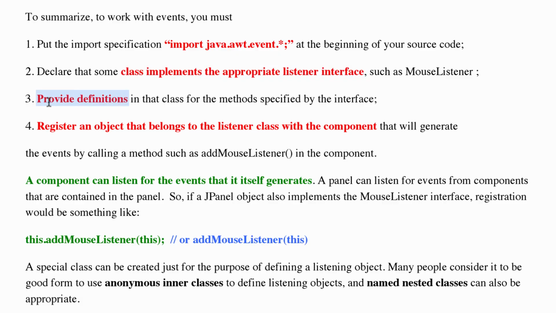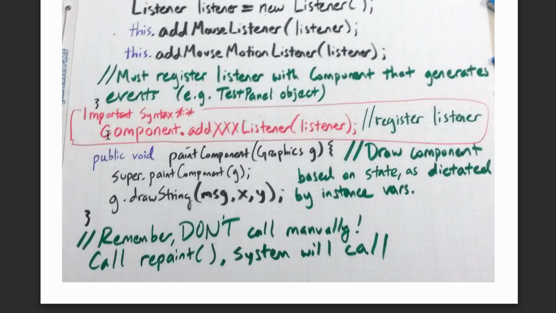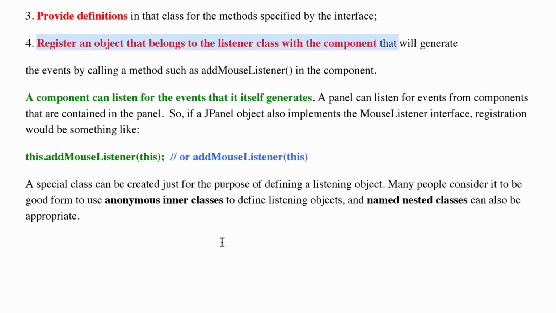Then you want to say what you want it to do when you click or when you press the mouse. And then finally, don't forget this one, you want to register the object with the component. And again, that syntax is component.addListener, add mouse listener, add whatever listener, listener. Okay.